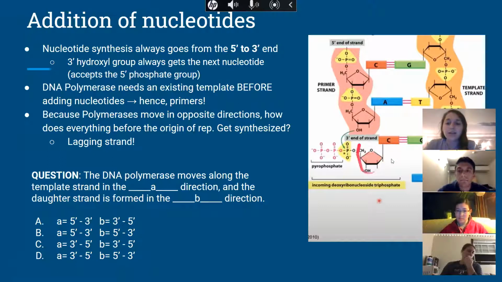So yeah, it's called primase, and it puts down those RNA primers when we get replication, and the DNA polymerase needs that RNA primer in order to start adding nucleotides to the existing template. So the reason we get a lagging strand is because polymerases move in opposite directions. If we're trying to get all of it replicated, how does that happen? We get that lagging strand because we have to go in that 3' to 5' direction.